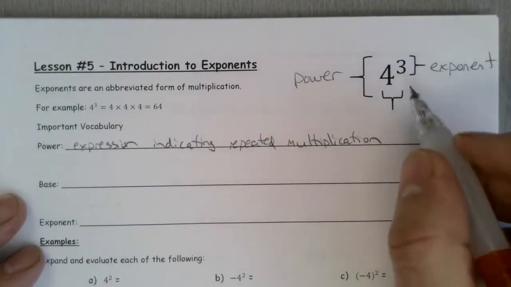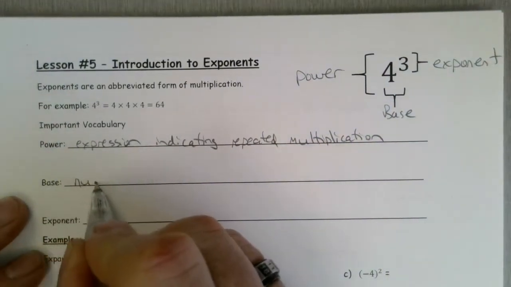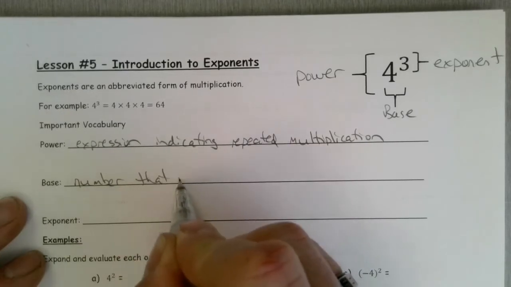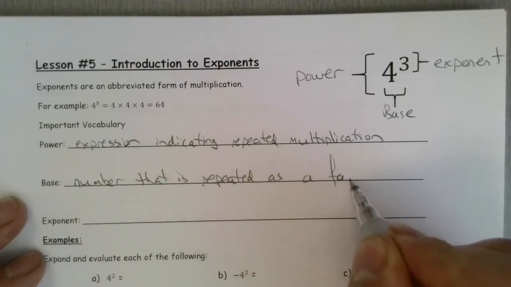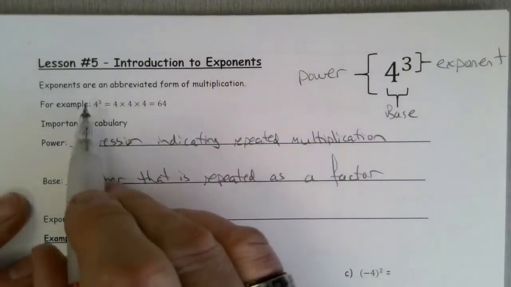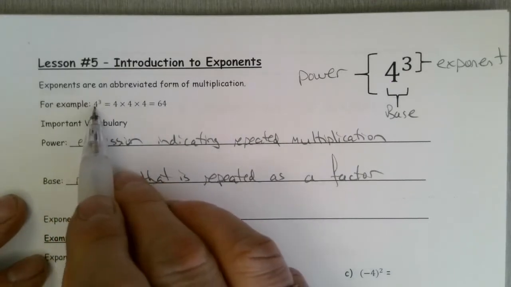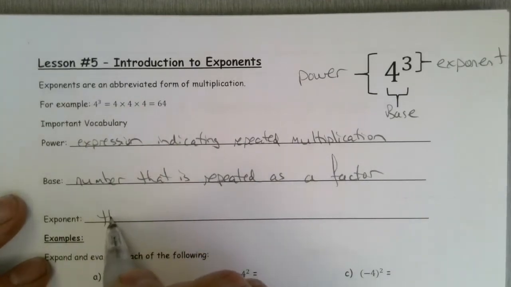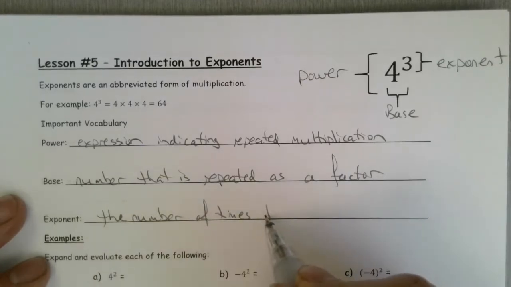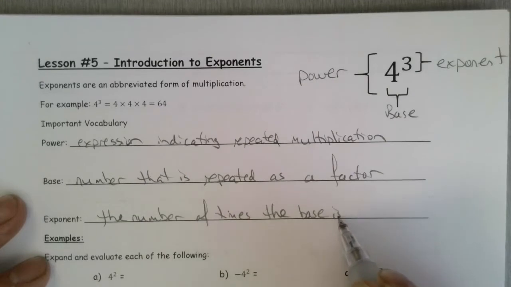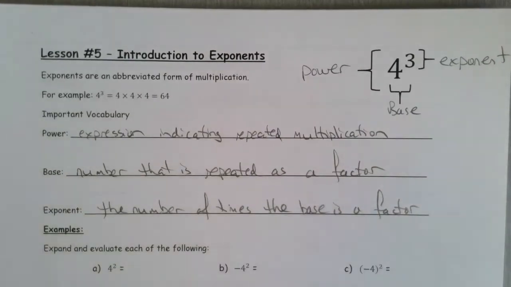And the 4 here, this is supposed to be referring just to the 4. This is called the base. So what the base is, it's the number that is repeated as a factor. Okay? So 4 to the exponent 3, 4 to the power of 3, is 4 times 4 times 4. It's the base that gets repeated, and the exponent is the number of times the base is a factor. Okay? So a power indicates repeated multiplication.